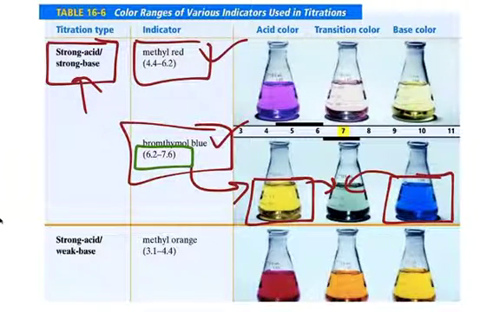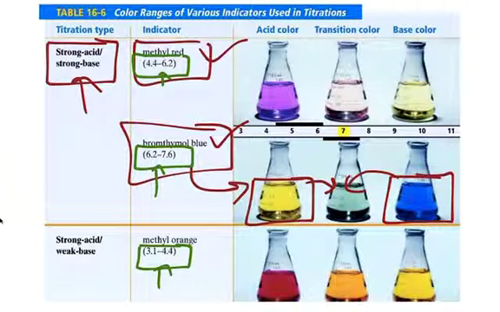So they don't all change right at 7. We like to think of indicators all changing, boom, right at a pH of 7, going from acidic to basic. Notice they have different scales that they change on. This one changes from 4.4 to 6.2, 6.2 to 7.6. Notice this one changes in really acidic conditions, 3.1 to 4.4.